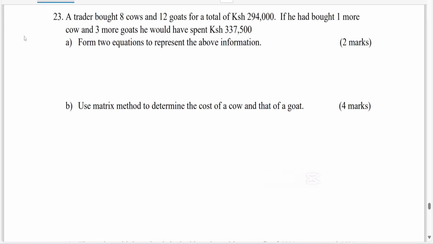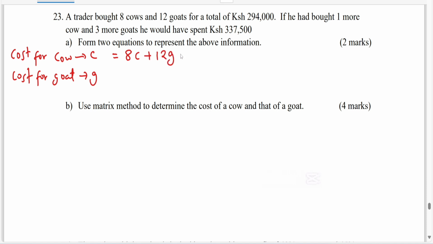So let's just solve for these first 2 questions. So form 2 equations. You know the cost for cow should be represented by C. Cost for goat, let it be represented by G. Okay, so if you were to write an equation, it should be written like this. So 8 times C gives you the total cost ya cow. Sawa, ukiongeza na hiyo 12 times G itakupa cost ya goats, gives you the total cost for goats, and if you add those two total costs, gives you the overall cost of 294,000.